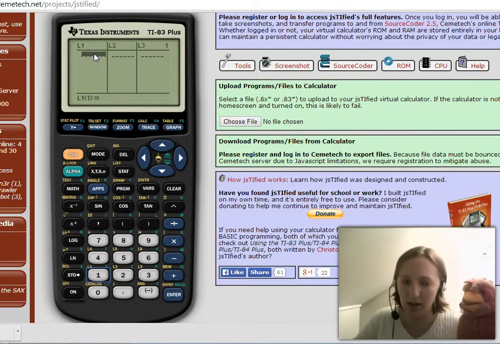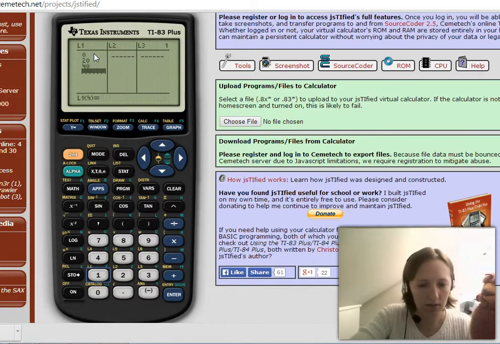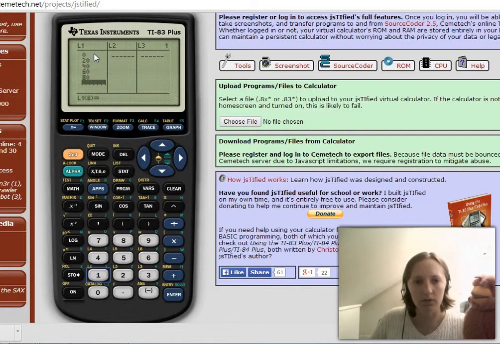So L1 is my time list. I need to type in my times. So that's going to be 0, 20, 40, 60, and 80. Cool.